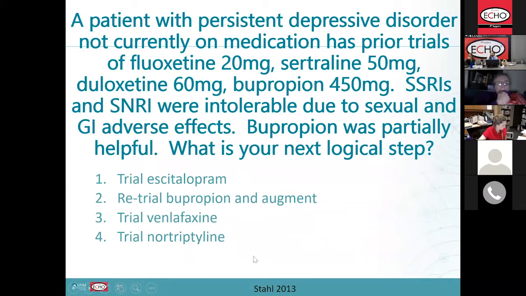Nortriptyline is a possibility, and you could certainly justify using nortriptyline here. However, we have a clue here from the patient's treatment history that bupropion was partially helpful. And so, okay, well, let's take advantage of that and try to help it along with some augmentation. And that's the whole purpose of augmentation: something that's been partially helpful, you help it along. So yeah, answer number 2.